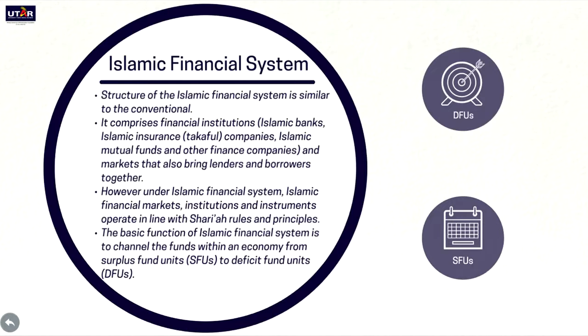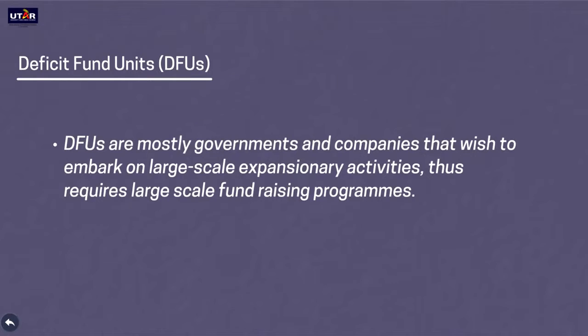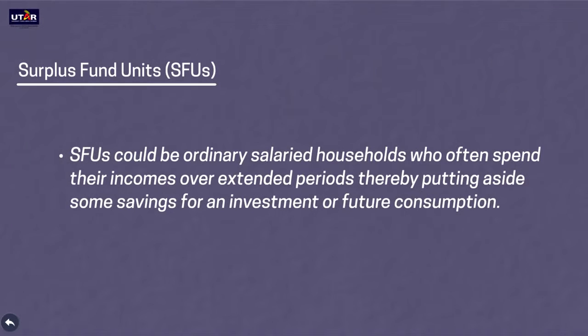The basic function of the Islamic financial system is to channel the funds within an economy from surplus funds units to deficit funds units. Surplus funds units here means those who have extra and keep their money in the bank. And we have deficit funds units, mostly governments and big corporations that need more money to run their business or activities. So we look at these definitions. What is DFU and SFU? DFU, mostly governments and companies. They have a lot of projects, but they have deficits in their money. Whereby SFU will be ordinary salaried households who often spend their incomes over extended periods, thereby putting aside some savings for an investment or future consumption.